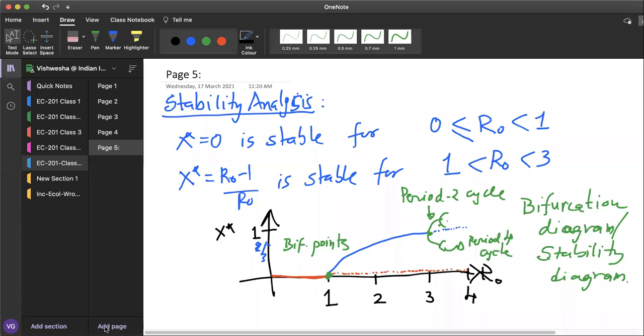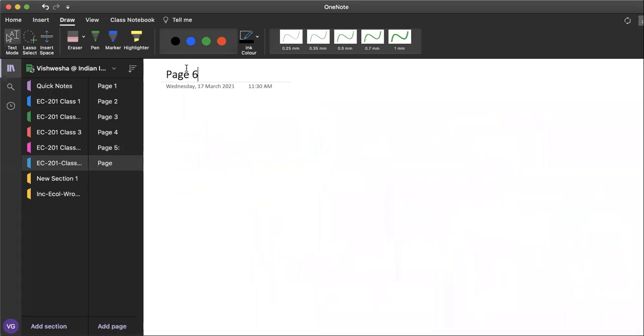So let me tell you what happens beyond 3. I don't remember all the numbers exactly, but I'll tell you what happens. I will not be covering much more about this in this course because it becomes extraordinarily mathematical. And as somebody did point out, there are a lot of questions on how much of it is really relevant to ecological systems. Between 3 and 3.45, you find oscillations between 2 values.